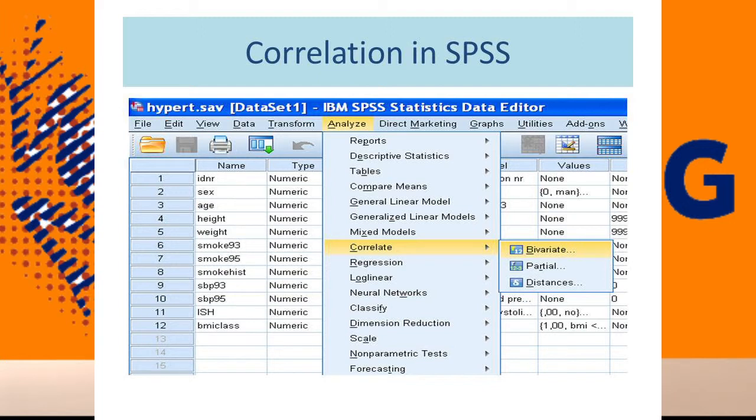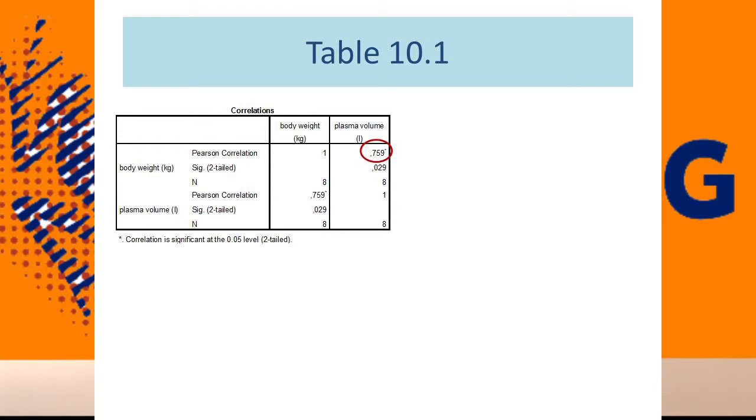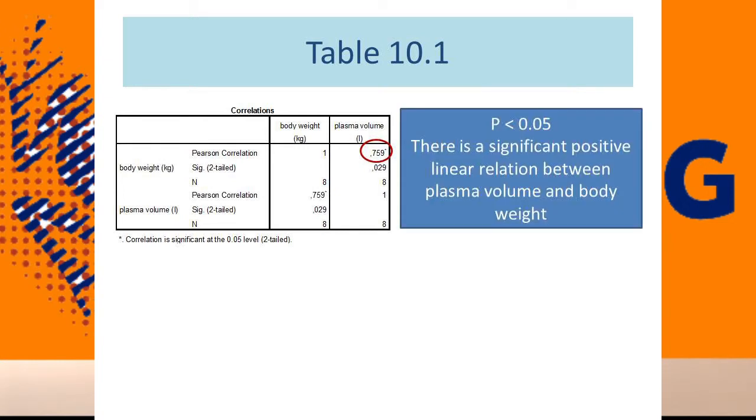To calculate the correlation coefficient in SPSS, choose Analyze, Correlate and Bivariate. Here we see the SPSS output of Pearson's correlation coefficient between body weight and plasma volume. The coefficient is estimated as 0.759 and its p-value is smaller than 0.05. So we conclude that there is a significant positive linear relationship between the two variables.